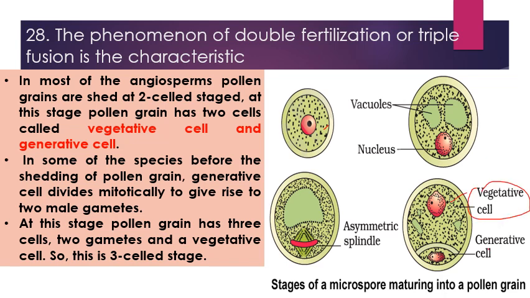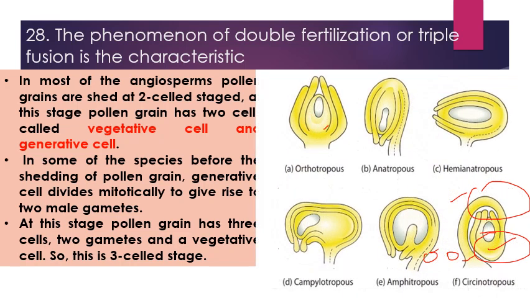So this pollen grain has two cells. One is the vegetative cell, the larger cell, and the second one is the generative cell.